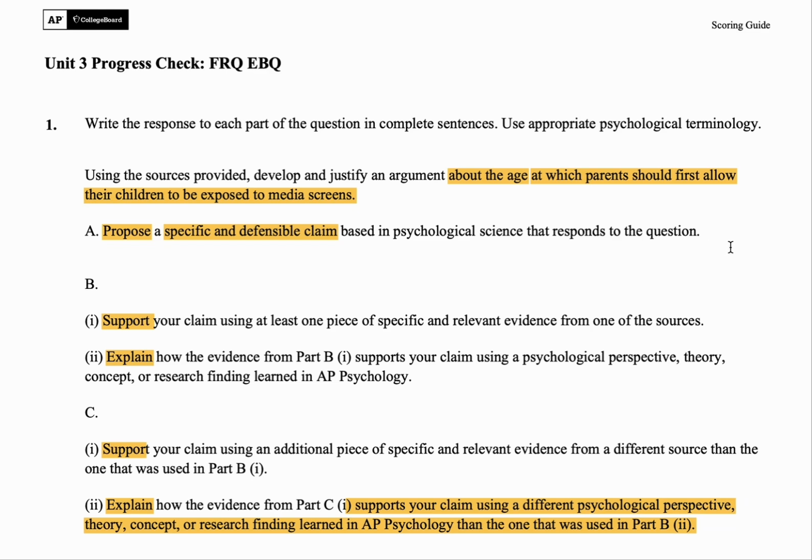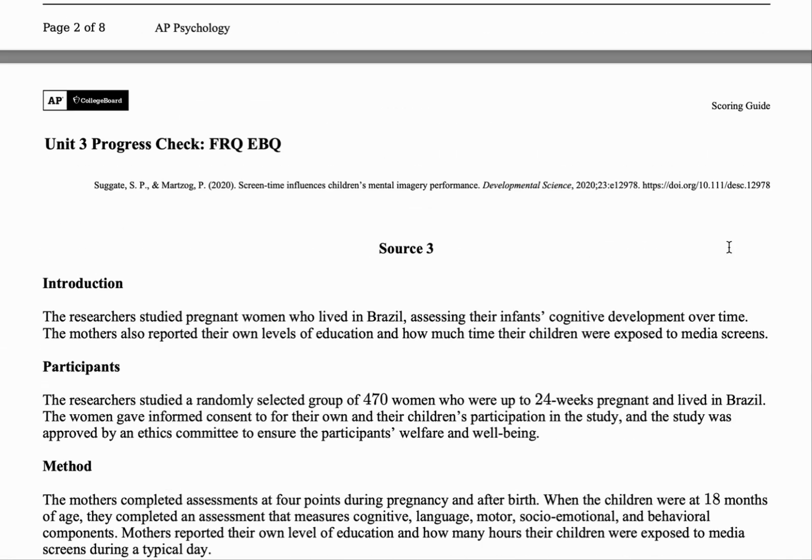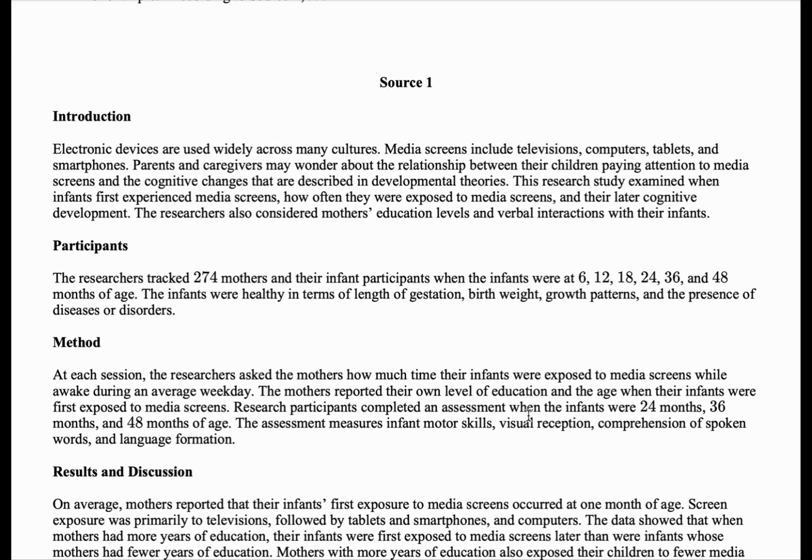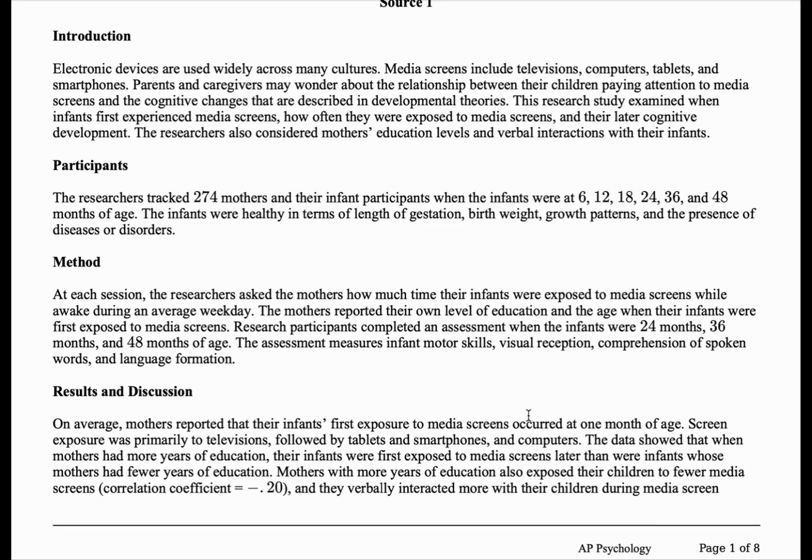And then you can go back to read the research. All right. So when we're reading research, we have to have a specific goal in mind, and that goal is to get to know what the research is about and how it's relating to the question, which is the age at which parents allow their children to be exposed to media screens. So we have that question in mind, and then we start reading these words. It becomes a lot easier for us to find out the keyword. When infants first experience media screens, how often they are exposed, and their cognitive development.